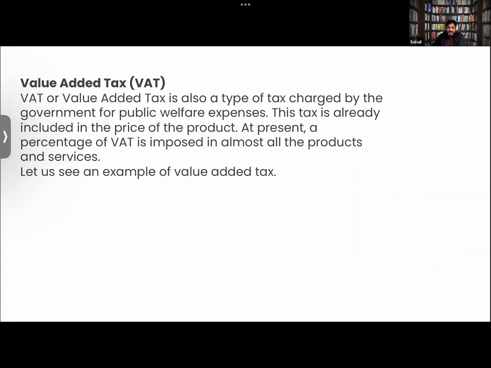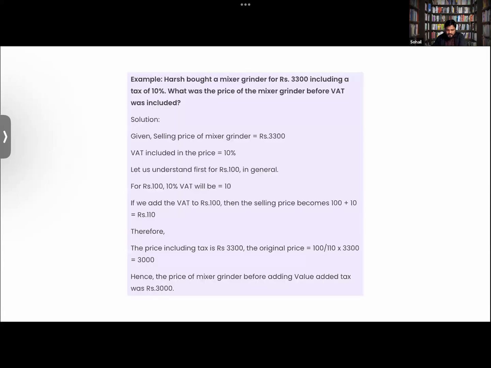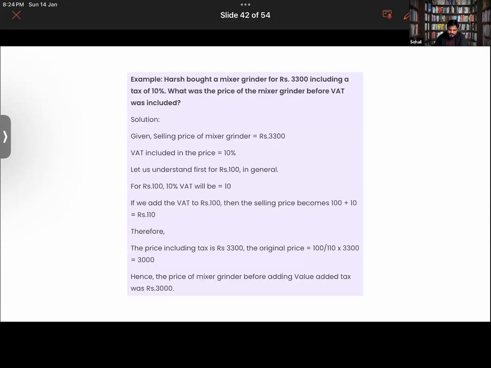Talking about value added tax. What is this thing now? Ahmed, will you please read the given paragraph? VAT, or value-added tax, is also a type of tax charged by the government for public welfare expenses. This tax is already included in the price of the product at the present percentage. VAT is imposed on almost all products and services. Let us see an example.